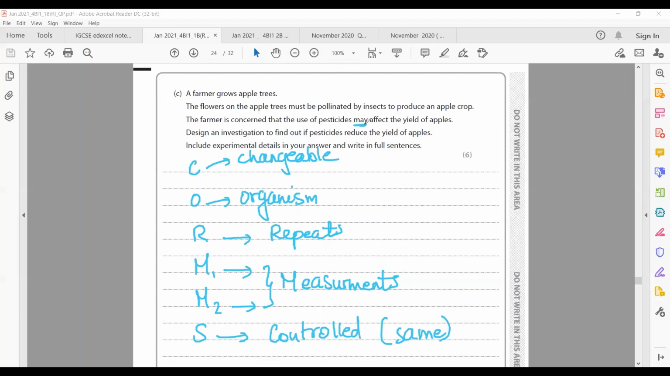One of them we are going to use an insecticide or a pesticide, and the other one will not use the pesticide. طيب the one that we did not use the pesticide with will act as a control، أو عشان أعمل comparison ما بين ال yield of both trees. يبقى هنا ال changeable factor بتاعي.